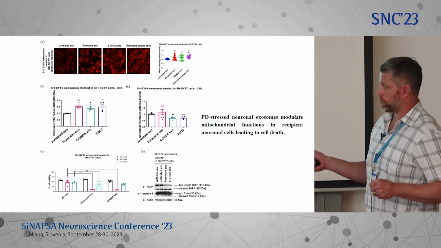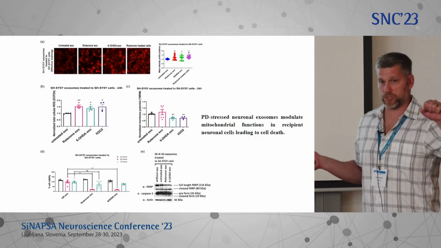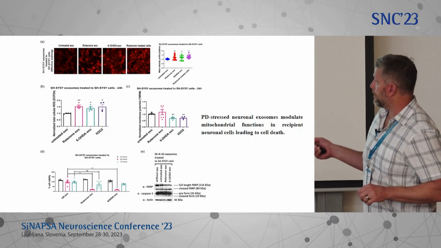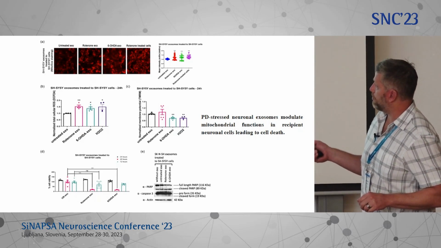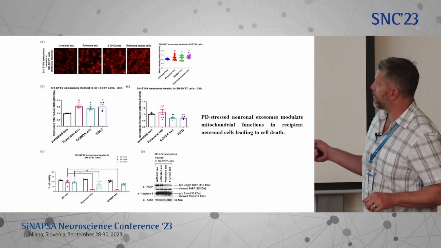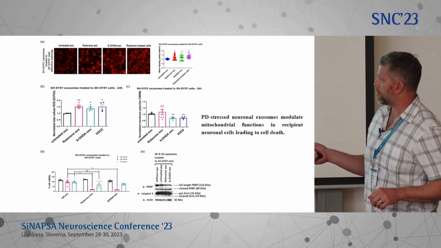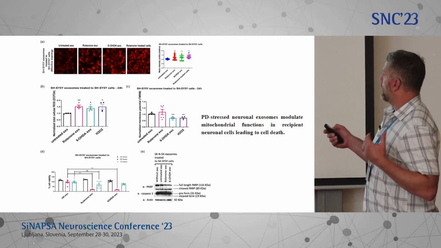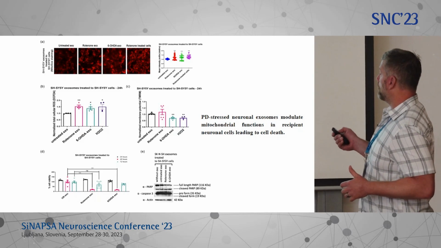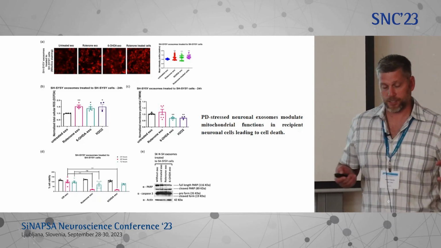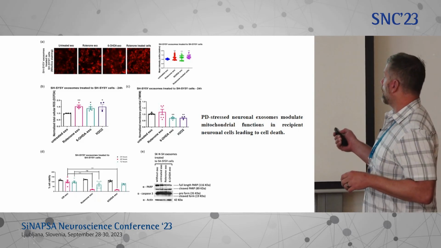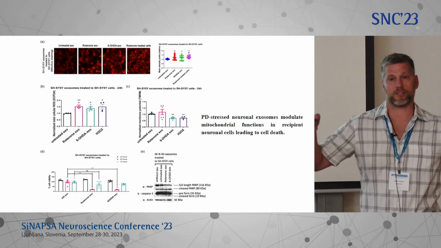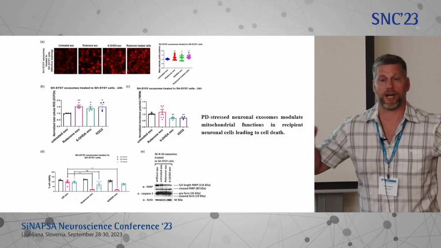Remember, these cells were not exposed to the toxin itself. They were exposed to toxin-treated exosomes. And we see this with the mitochondrial membrane potential is down, mitochondrial oxidative stress is up. We can also look at cell viability. And so the bottom line from this data is that Parkinsonian disease-relevant stressed neuronal exosomes modulate mitochondrial functions in recipient cells. You can think of this as what we're trying to model is bystander effect.